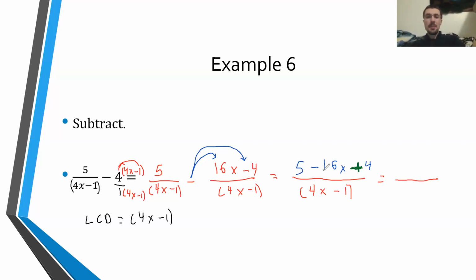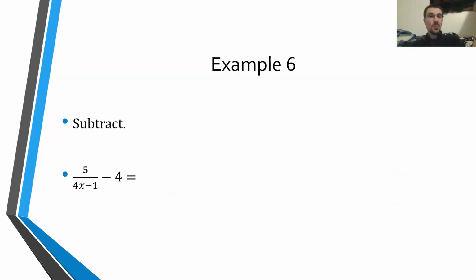And as the last step, combine like terms so that we have negative 16x plus 9 in the numerator and 4x minus 1 in your denominator. Nothing factors, nothing cancels, we're done. Oh, I guess I only had that one last example. In the next video, we're going to do a few more challenging problems of subtracting.